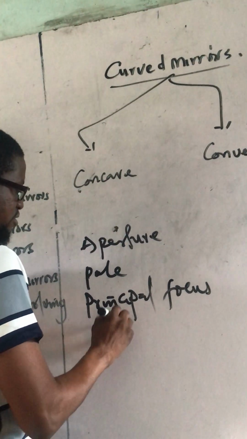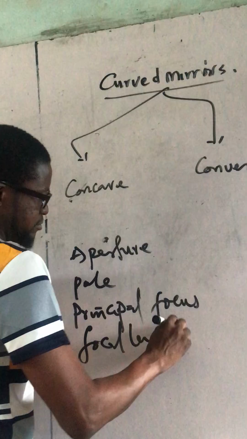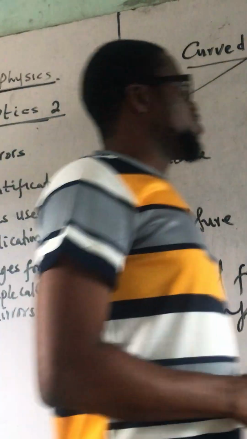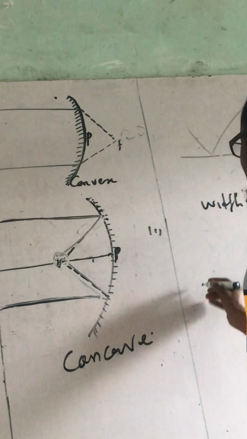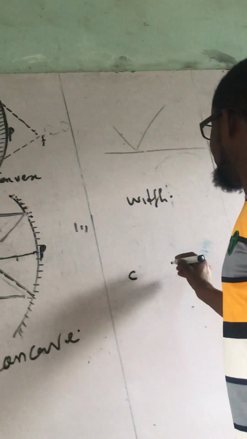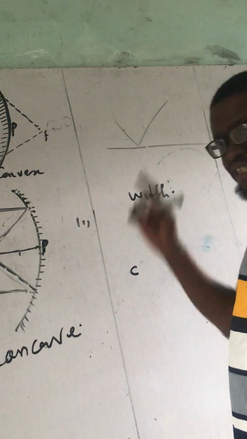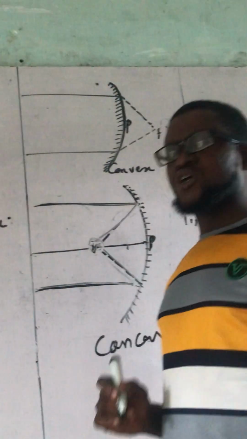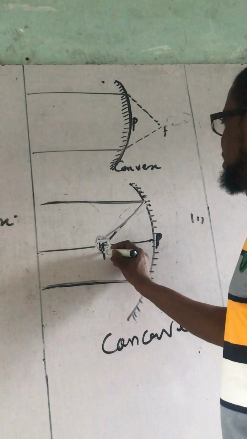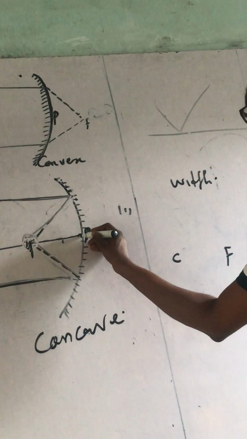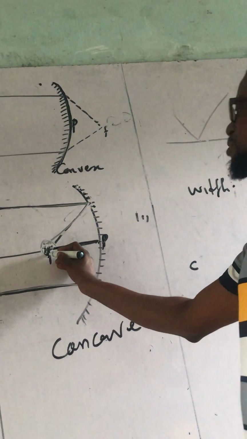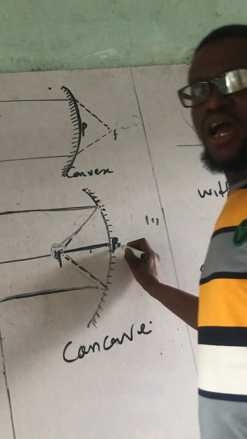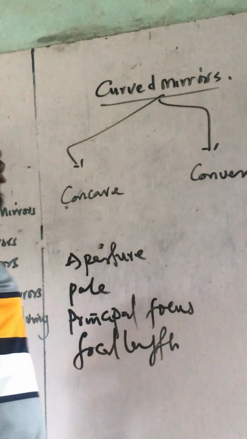Then we also talk about focal length. Focal length of the mirror. Focal length. I think we already understand what focal length is. Focal length in the lens is the distance between the optical center and principal focus. That is for lens. Now here, focal length is going to be the distance between the principal focus and the what? And the pole. So this is focal length now. Distance from the principal focus and the pole.